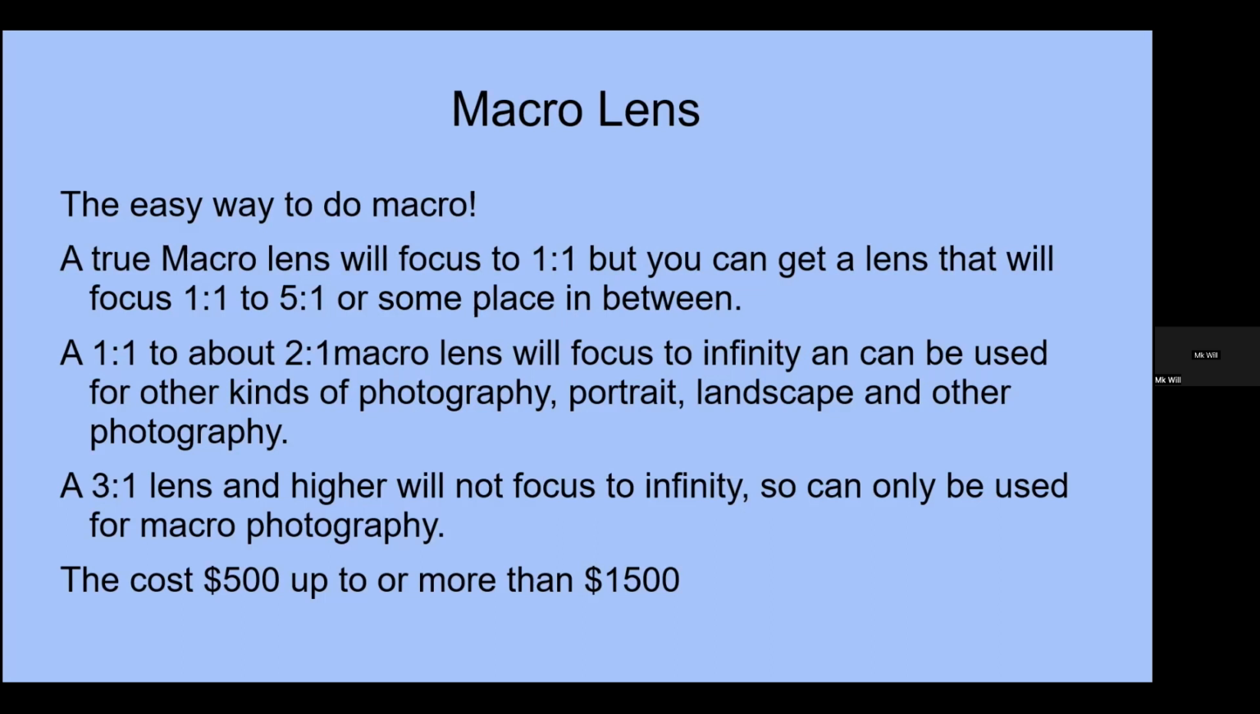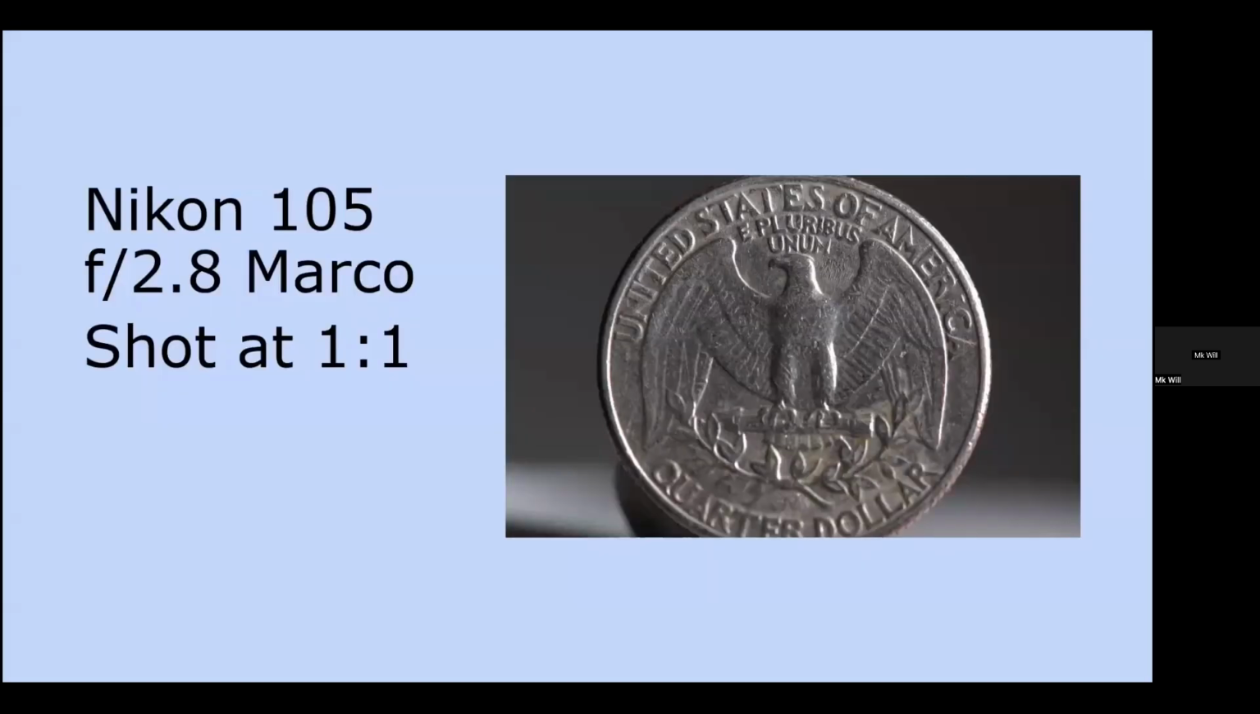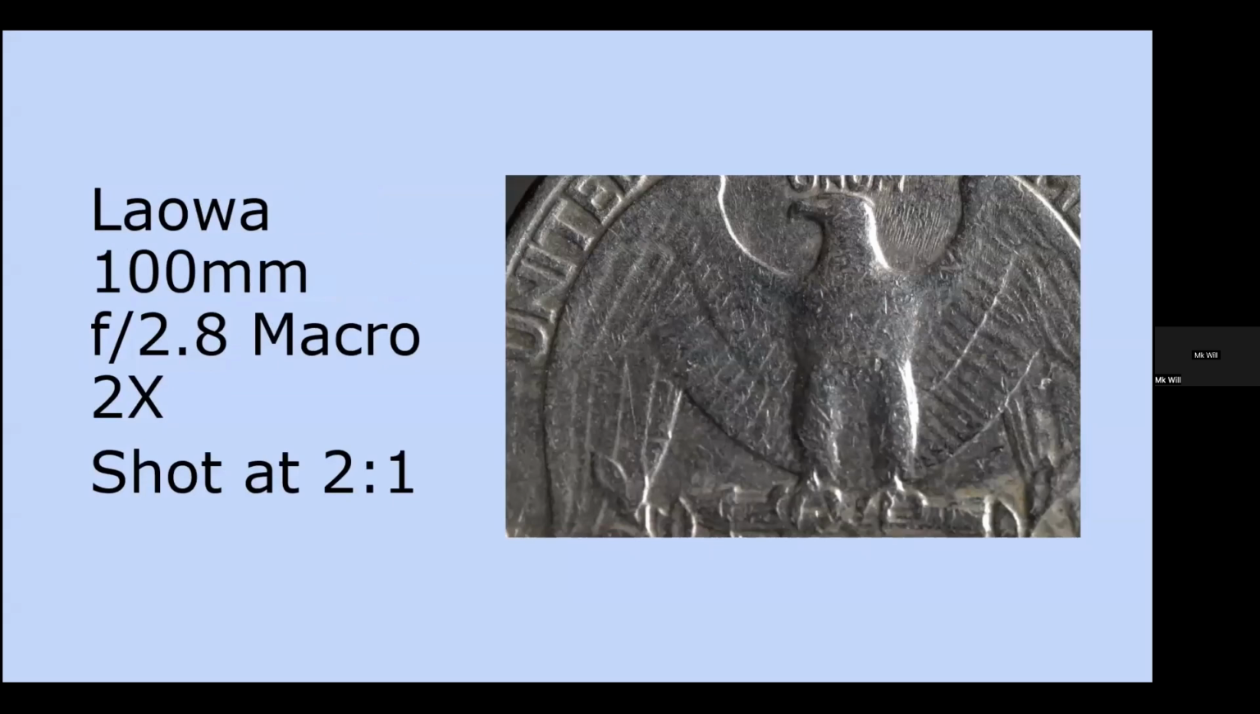Now we're going to get into other things. This is with my 105 shot. It's a quarter, which I think everybody knows what a quarter looks like. And this is a 2x picture of the quarter. So you can see the difference in the magnification.